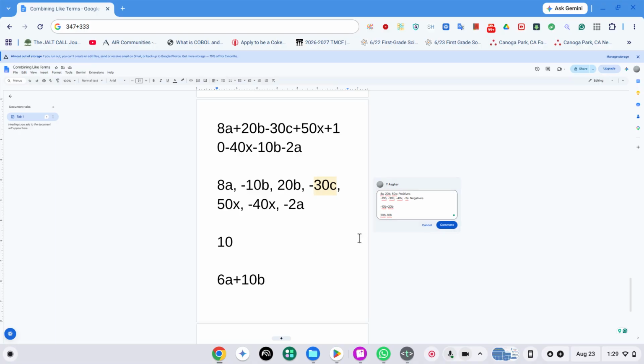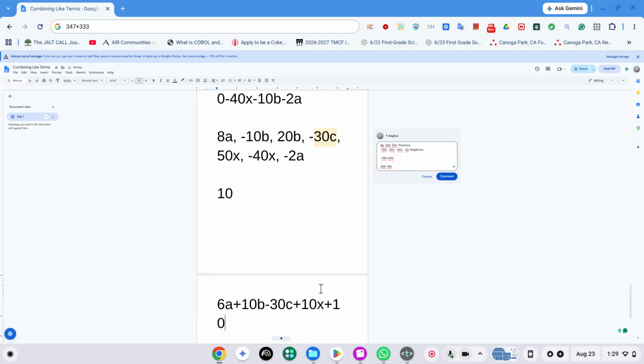Now c. Oh, we have a lone c coefficient, net minus 30c. So a, b, c, and we have our x's. 50 minus 40 we know is 10, so plus 10x. And our constant of 10.